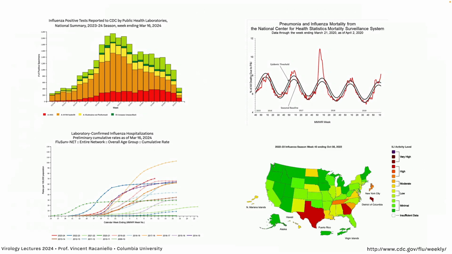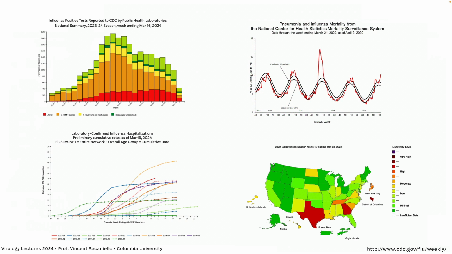Here are some more ways that CDC tracks influenza in the US. In the top left is the yearly percent positive specimens. These specimens are sent to, or reported to CDC by public health laboratories. This is up to March 16th of this year. And they're tested, and you can see the percent positive. And it increases with movement towards the end of the year. So the peak is occurring around week 50 or so, and then decreases subsequently.